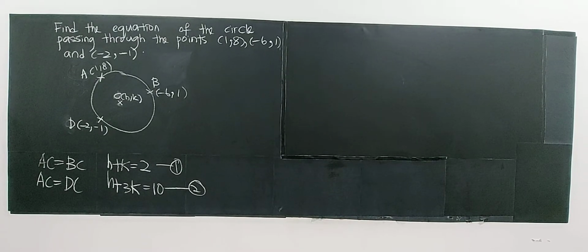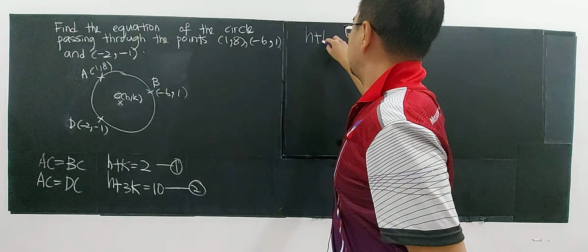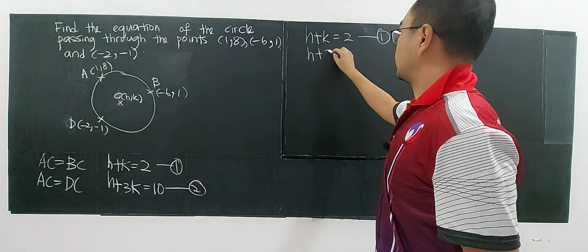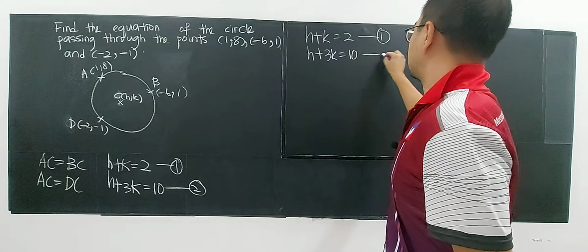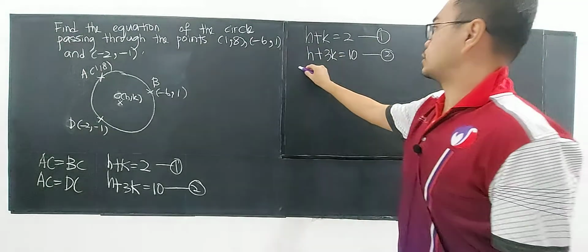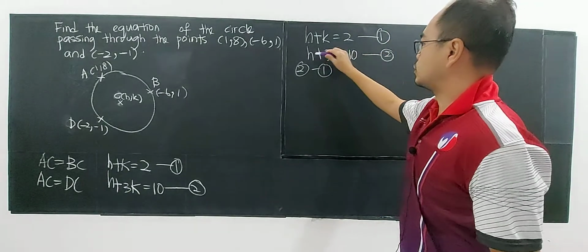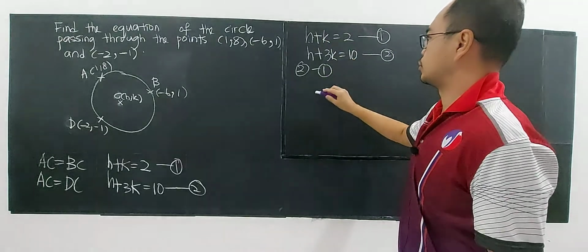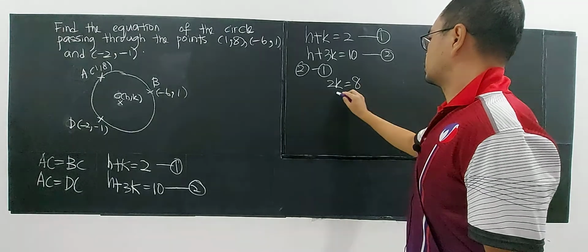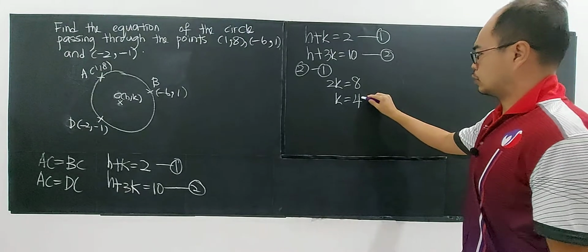Okay, let's solve these two equations. I have H plus K equals 2, equation 1, and H plus 3K equals 10, equation 2. So I can eliminate the H, method of elimination. I take equation 2 minus 1. H minus H is 0, 3K minus K you have 2K, 10 minus 2 you have 8. So K definitely will be 8 divided by 2, which gives you 4. So you're getting the value of 4 for K.